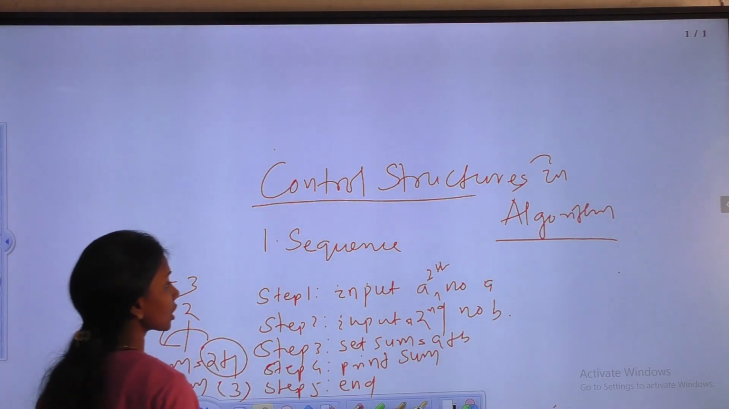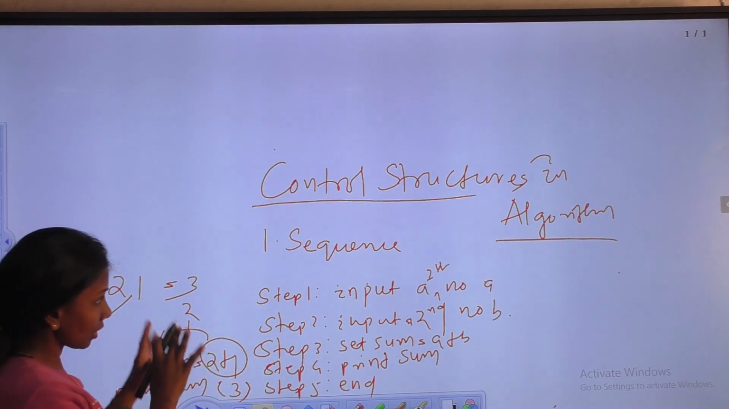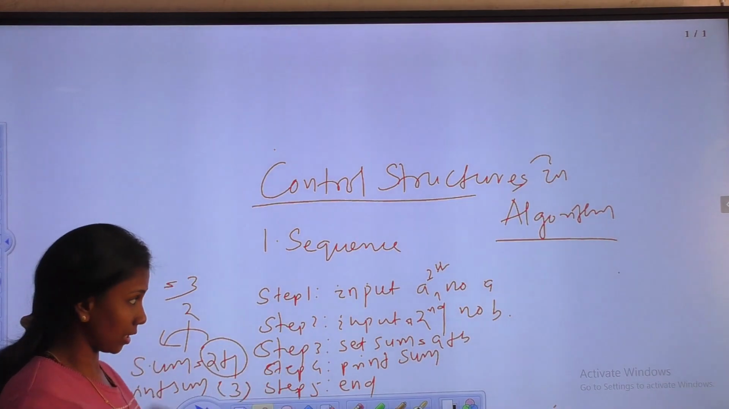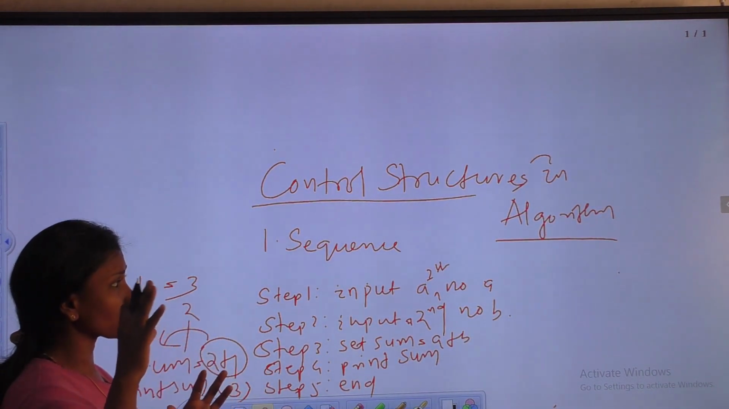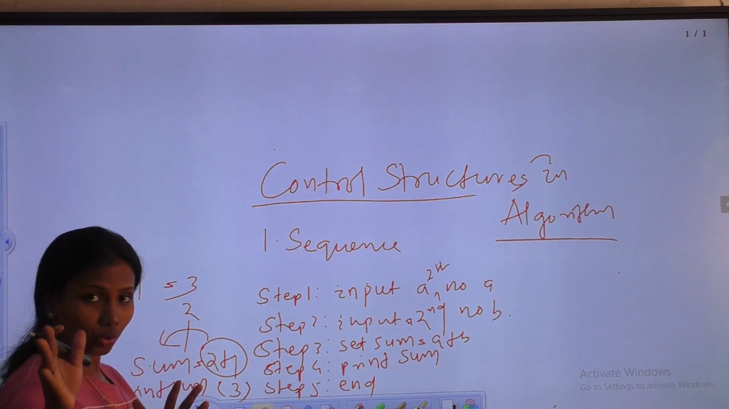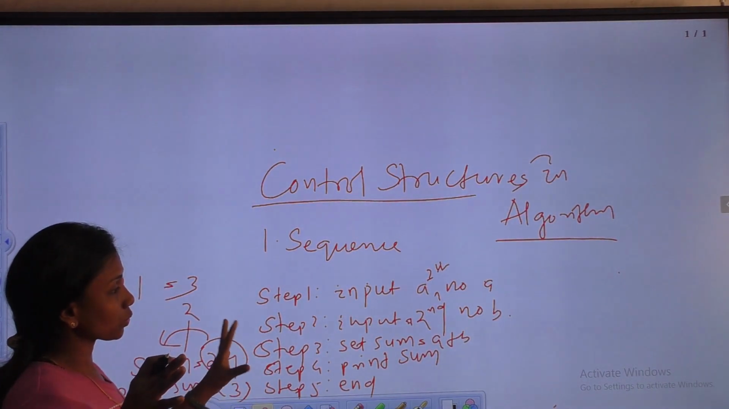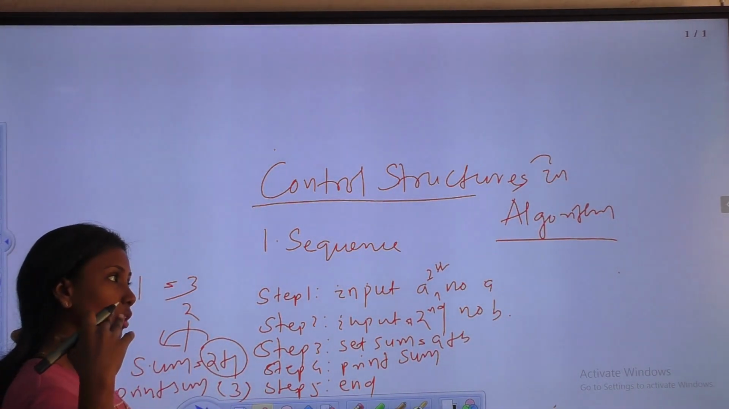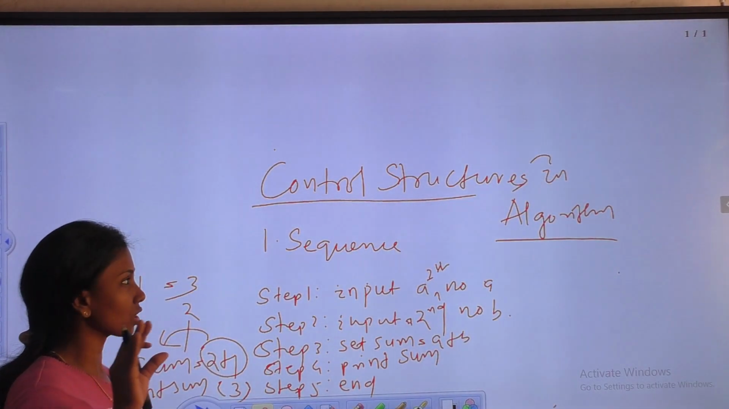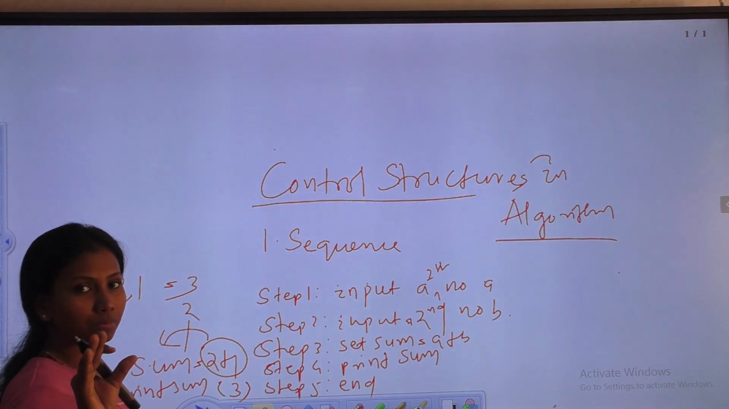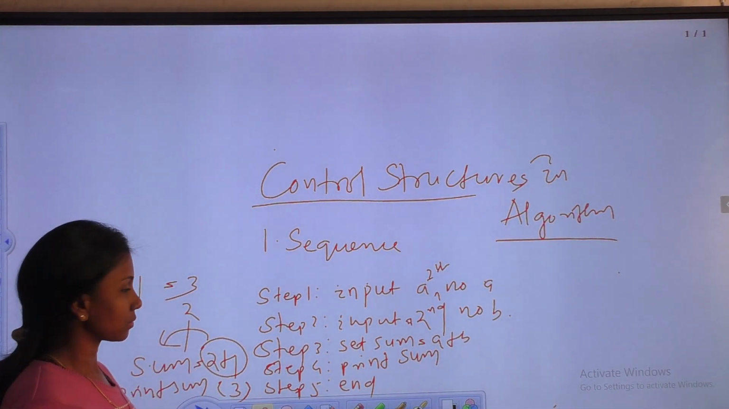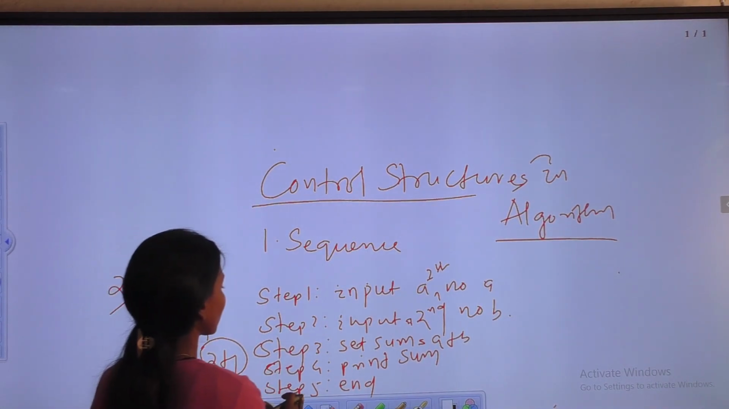After putting this logic, you are able to draw the flowchart, and you can also implement this in your pseudocode. Pseudocode is nothing but simple English language, written in a simple English form, and you can implement this in your program.